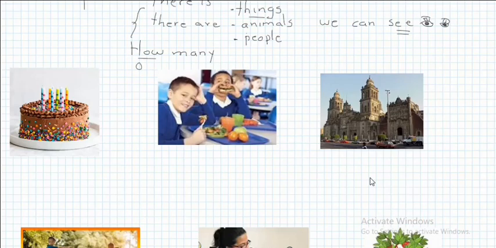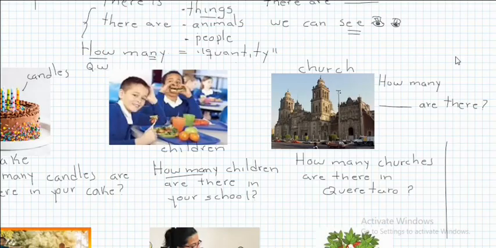The word how is a question word, okay? And we are going to use it to make questions. And many, we are going to use many when we want to know the quantity, okay? The quantity of something, anything. So in this case, we are going to write the formula like this.